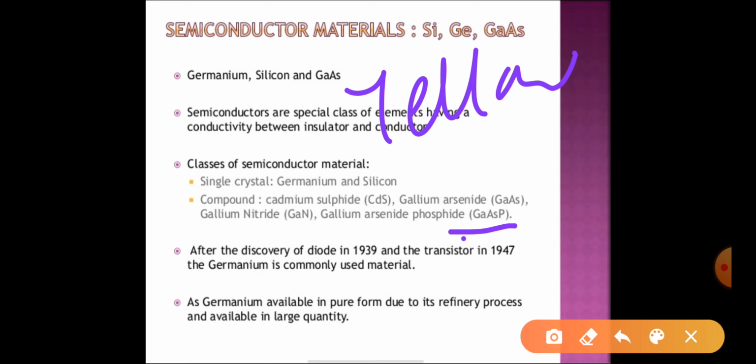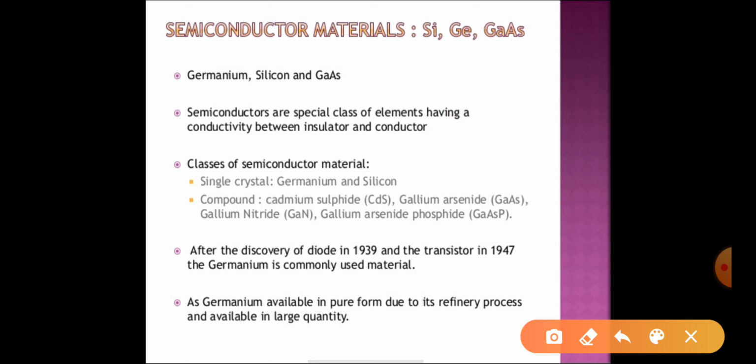Okay, I will tell you some history about semiconductor material. The first diode was discovered in 1939, and the first transistor was discovered in 1947. You can remember it as our Independence Day. The first diode was discovered in 1939 at Bell Laboratory. Have you heard about Bell Laboratory? And the transistor in 1947. Normally germanium is widely used because germanium is the firstly discovered material.